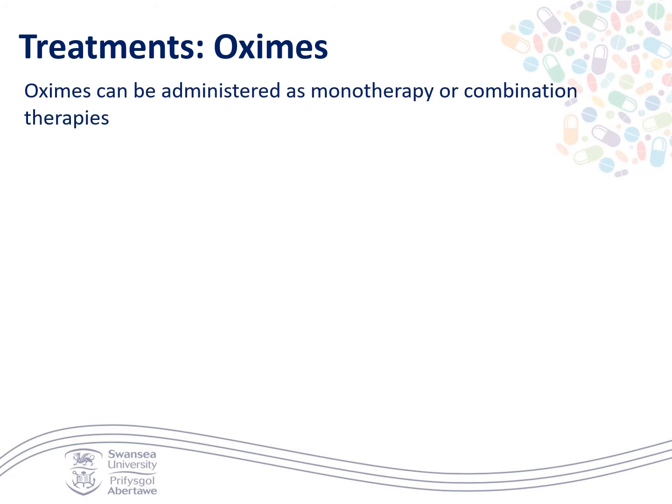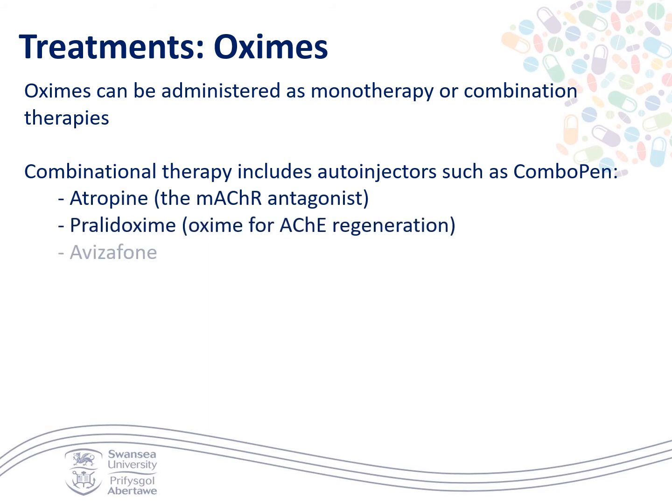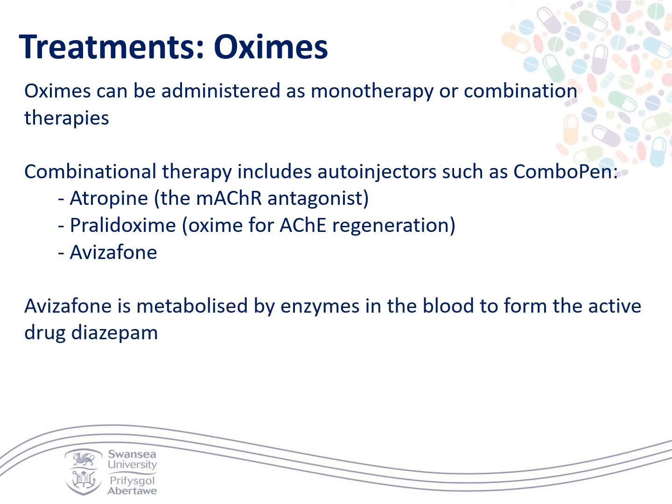Now, oximes don't need to be administered on their own, and in fact the recommendation is to administer them in a combination therapy approach. The combination therapy approach includes the auto-injectors such as ComboPen, and this includes atropine, the muscarinic acetylcholine receptor antagonist, pralidoxime, which is an oxime for the acetylcholinesterase regeneration, and avizafone. And avizafone is metabolized by enzymes in the blood to give the active form of the drug diazepam, and that is the third component of the treatment regime for organophosphate poisoning.